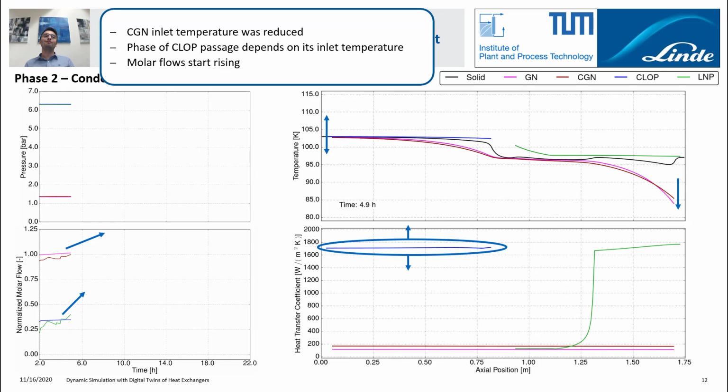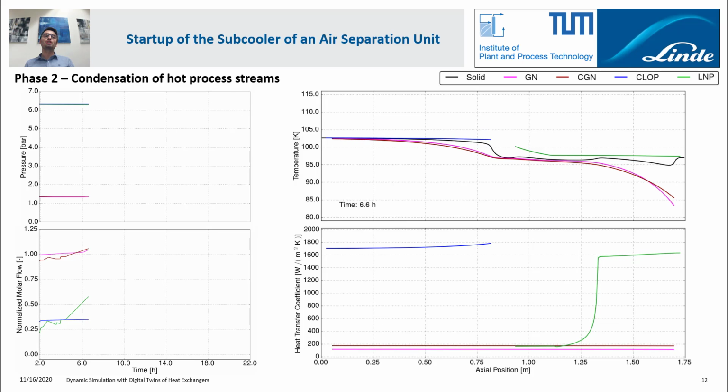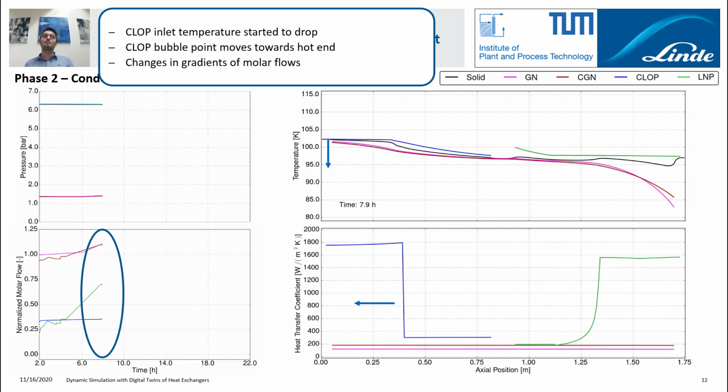region. On the left-hand side, we can observe that the molar flows start to rise after 4.9 hours of simulated time. The rising molar flows do not have significant impact on the temperature and heat transfer coefficient profiles. This is due to the fact that the ratio between hot and cold heat capacity flow rates does not change significantly. After a simulated time of 7.9 hours, the CLOP inlet temperature started to drop down.